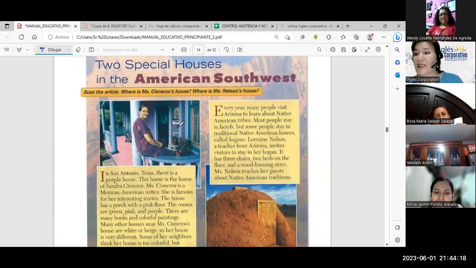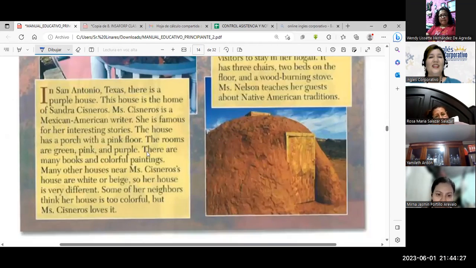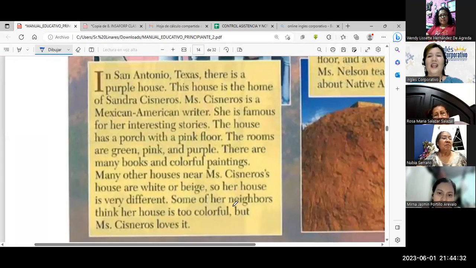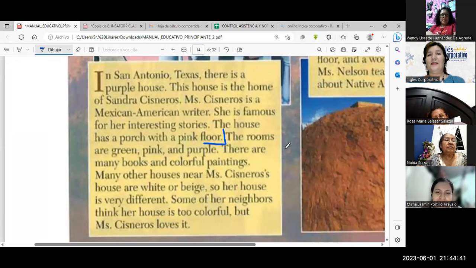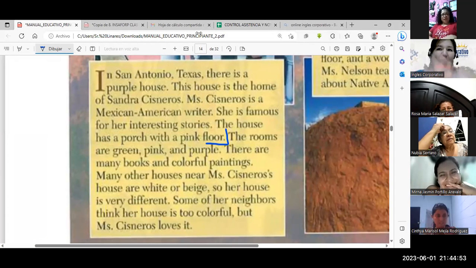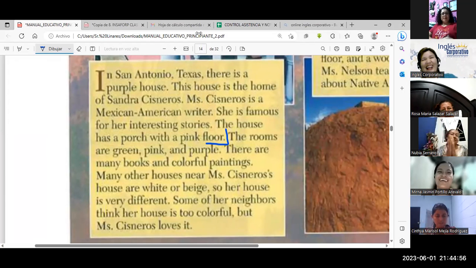And the one that was very famous on the reading, right? This was a very famous lady on the reading. We have here Mrs. Cisneros, and the other one is the teacher, Mrs. Nelson. So I am going to ask Mirna. Mirna, can you help me to read the first paragraph up to here? Hasta aquí. Go ahead. Lo voy a intentar, teacher. Go ahead. You can do it. Gracias, teacher. Okay, lo intentaré.